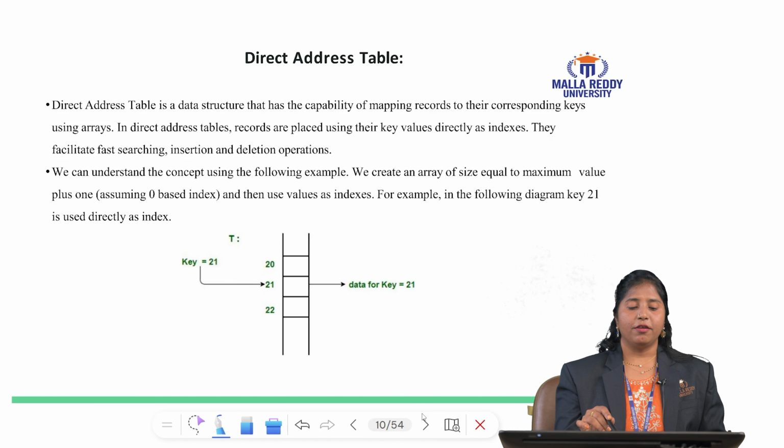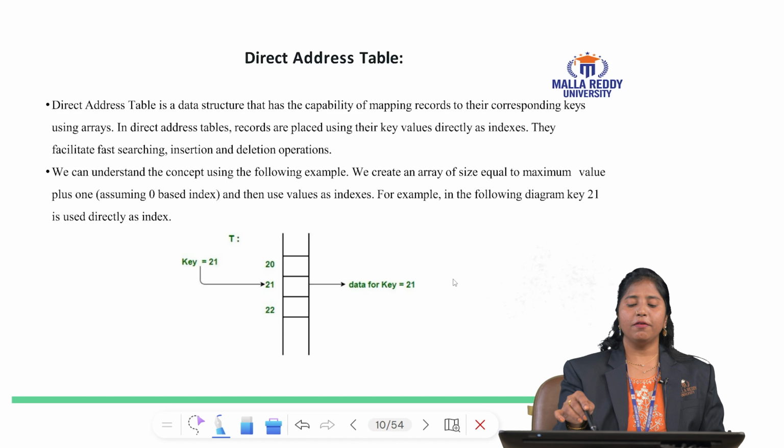Now, direct address table. What is a direct address table? A direct address table is a data structure that has the capability of mapping records to their corresponding keys using arrays. In direct address tables, records are placed using their key values directly as indexes. They facilitate fast searching, insertion, and deletion operations. So, let us see an example.